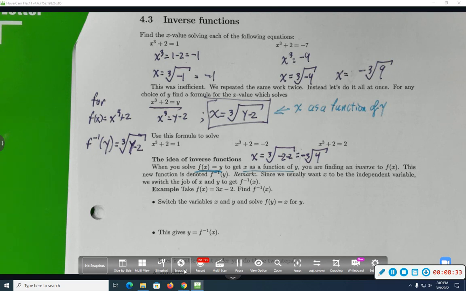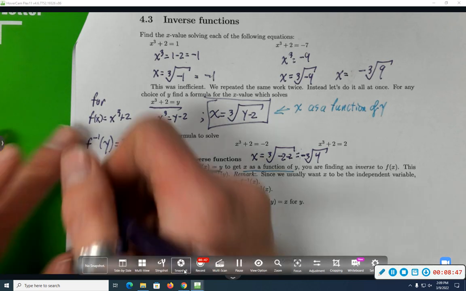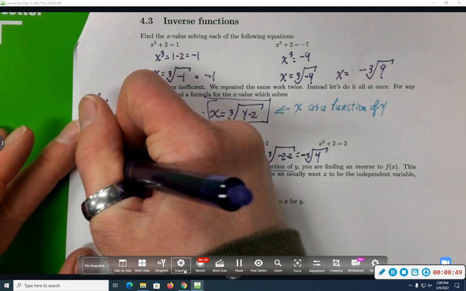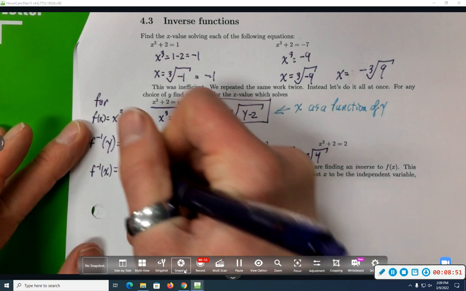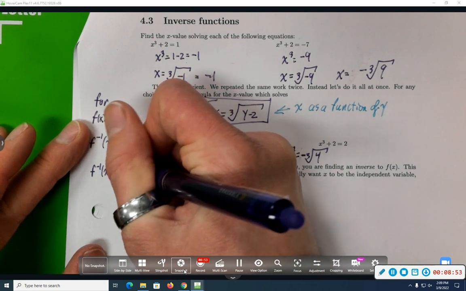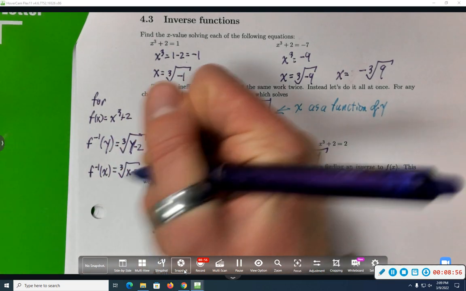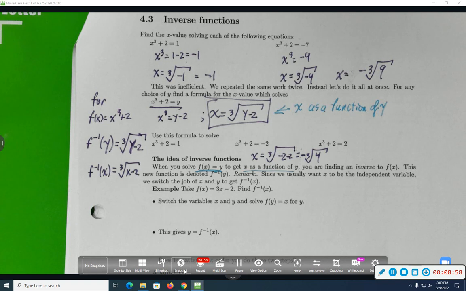Usually we use x for the independent variable in a function. Not that there's anything magic about the letter x as opposed to the letter y, but just in order to follow the usual format, I change the y back to an x. f inverse of x equals cube root of x minus 2. Cool. People feel okay about what's happened so far? Any questions right now?